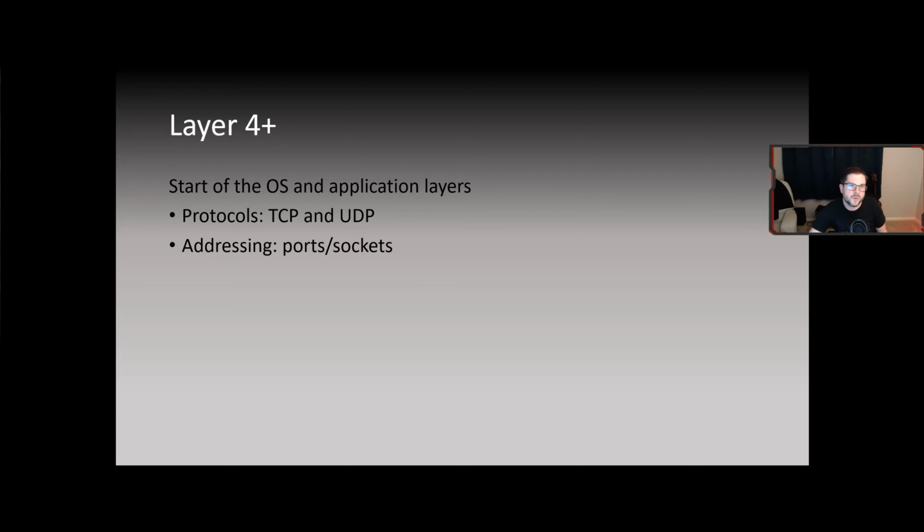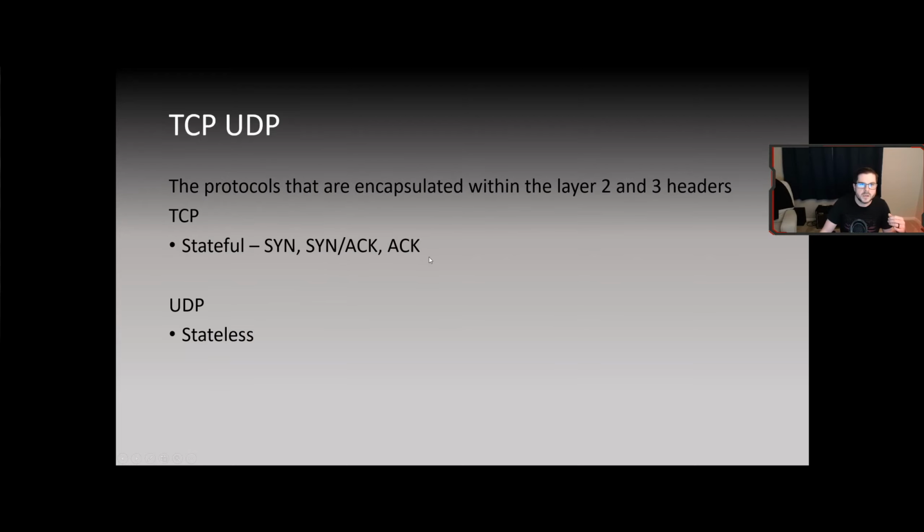So layer 4 is where the OS and the application layer start kind of merging together. You have TCP and UDP that are the main protocols that we're going to talk about. You also have ports and sockets, which are really the addressing, if you will, that we're going to deal with at this layer. So TCP and UDP are both going to be encapsulated inside layer 2, layer 3 headers.